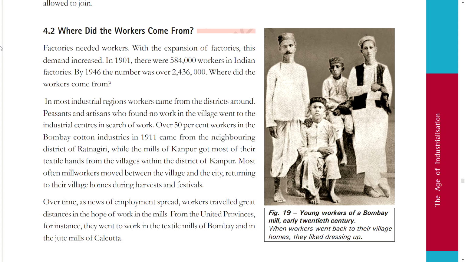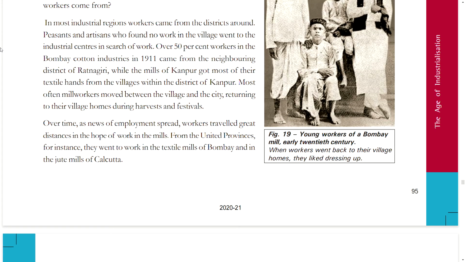In most industrial regions, workers came from the districts around. Peasants and artisans who found no work in the village went to the industrial centers in search of work. Over 50% of workers in the Bombay cotton industries in 1911 came from the neighboring district of Ratnagiri, while the mills of Kanpur got most of their textile hands from the villages within the district of Kanpur. Most often, mill workers moved between the village and cities, returning to their village homes during harvest and festivals. Over time, as news of employment spread, workers traveled great distances in the hope of work in the mills. From the United Provinces, for instance, they went to work in the textile mills of Bombay and in the jute mills of Calcutta.